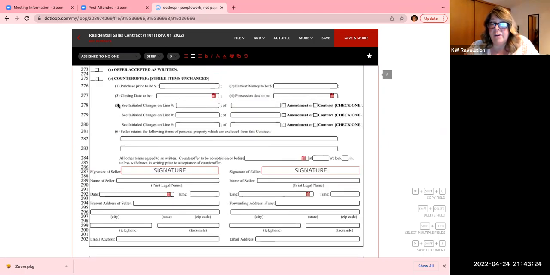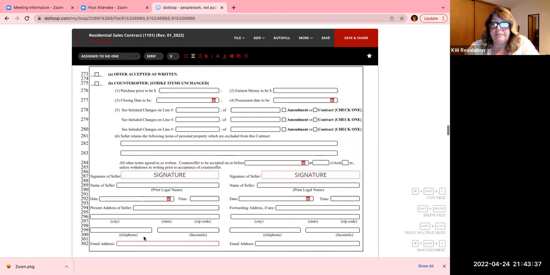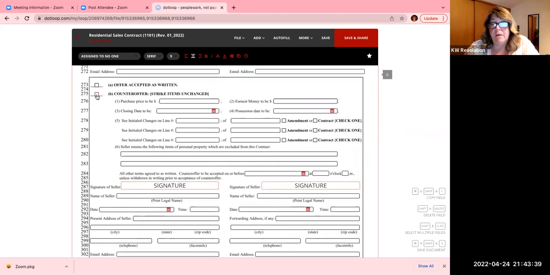Then if the seller is accepting the offer exactly as written and there's no changes, they would mark this A, and then they would sign here and they would fill out all of this information just like the buyer did. If they are countering, they're going to mark B. And then what are they countering? Are they just countering the price? Are they countering the price and some things on page 2 that they don't want to leave behind? If so, then you're going to put the line number of page 2 of the contract. So whatever you're countering, you're going to spell it out so that they know exactly what the counter is.